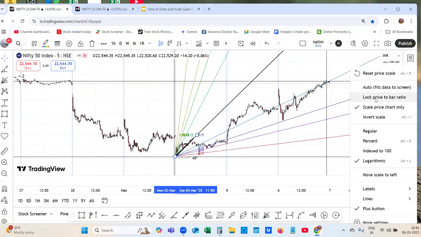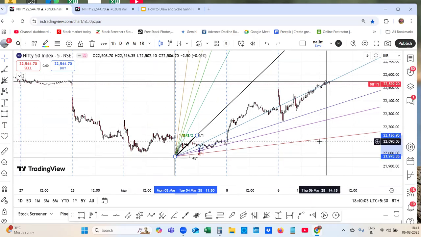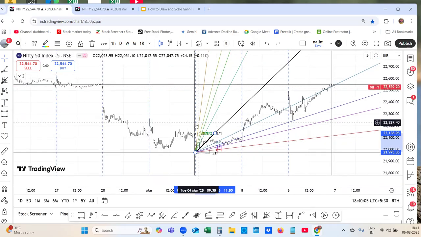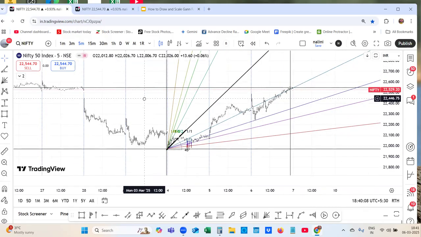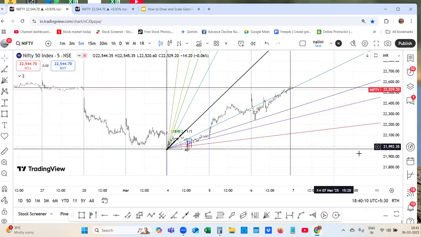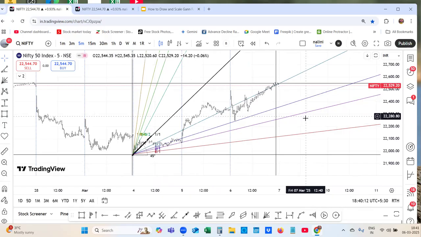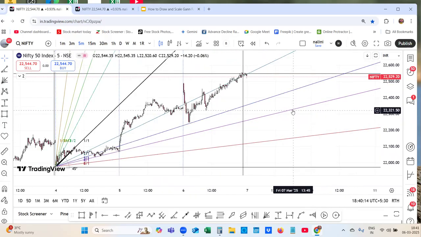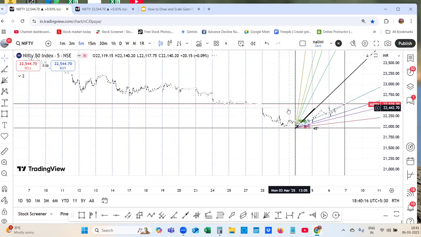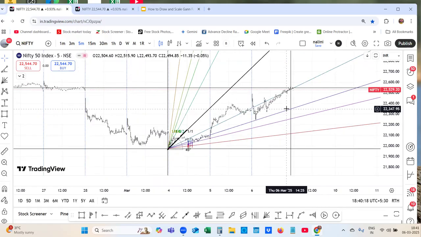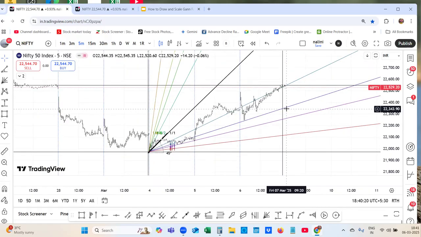You can see log price to bar ratio. You click on this. Automatically, it locks the price to bar ratio. So even if you move like this, the Gann fan will not move. But it is not accurate. So we are going to do another method, which is accurate, with the price and time ratio.